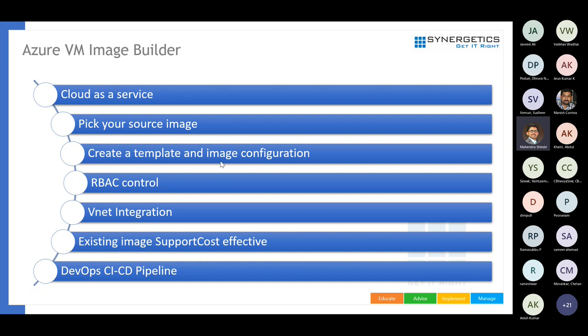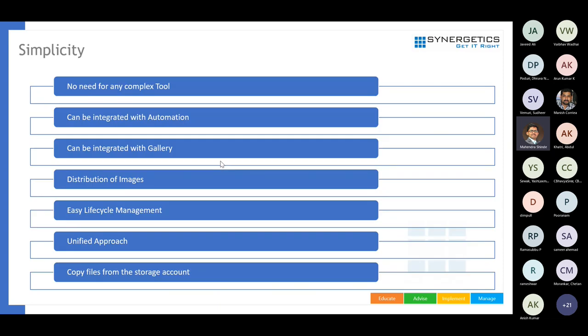Sorry. So we can include it in CI/CD. One of the benefits here is simplicity. It means there is no need for any complex tool. Image building can be done using lots of kinds of complex tools also. Okay, so you don't need any complex tool. You can integrate it with some kind of automation, like you can put it in a CI/CD pipeline.